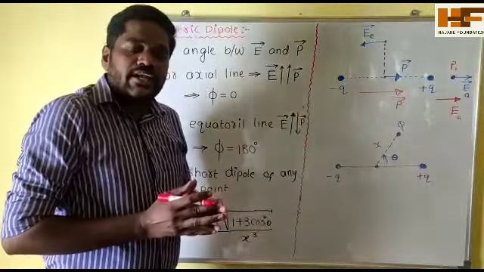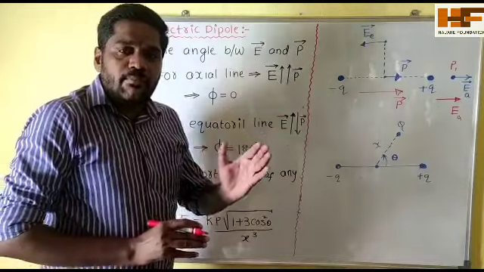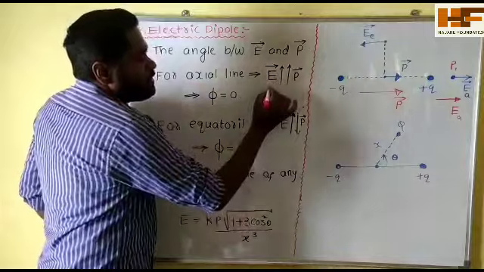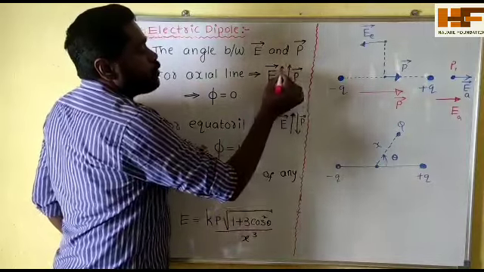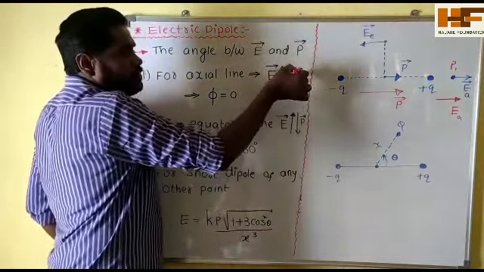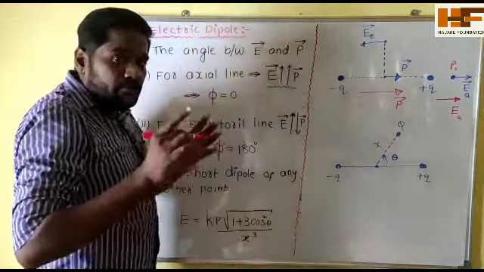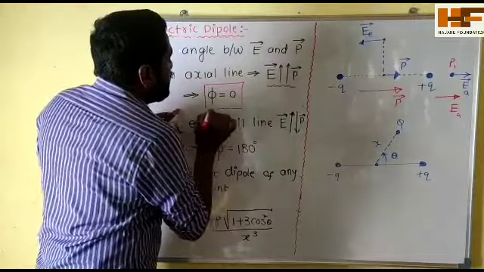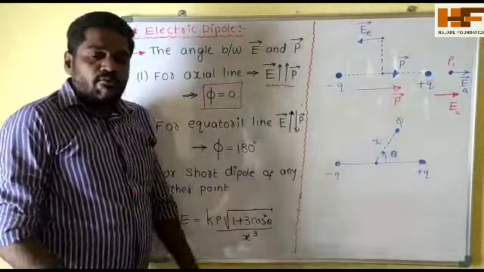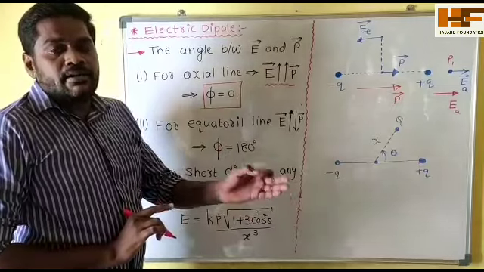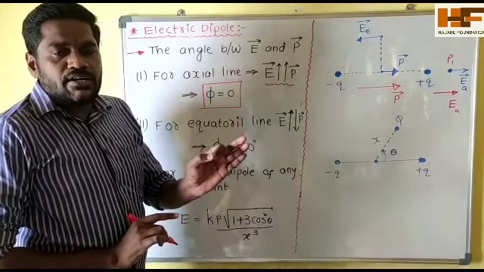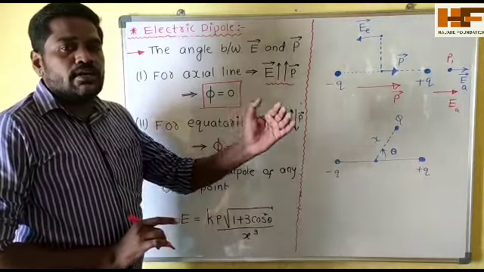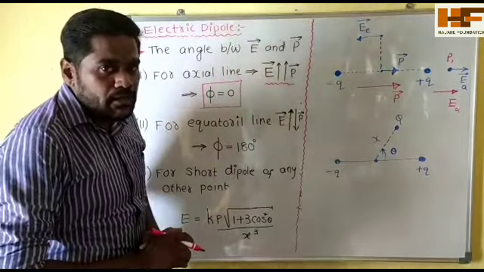If you observe this arrow, both are in the same direction. When both are in the same direction, we can call E bar and P bar parallel to each other. Here this arrow is upward, this arrow is also upward. Therefore, both are parallel. When both are parallel, the angle between them is 0. So for any point on the axial line, the angle between the electric field vector and the dipole moment vector is always 0, meaning both are in the same direction or parallel to each other.